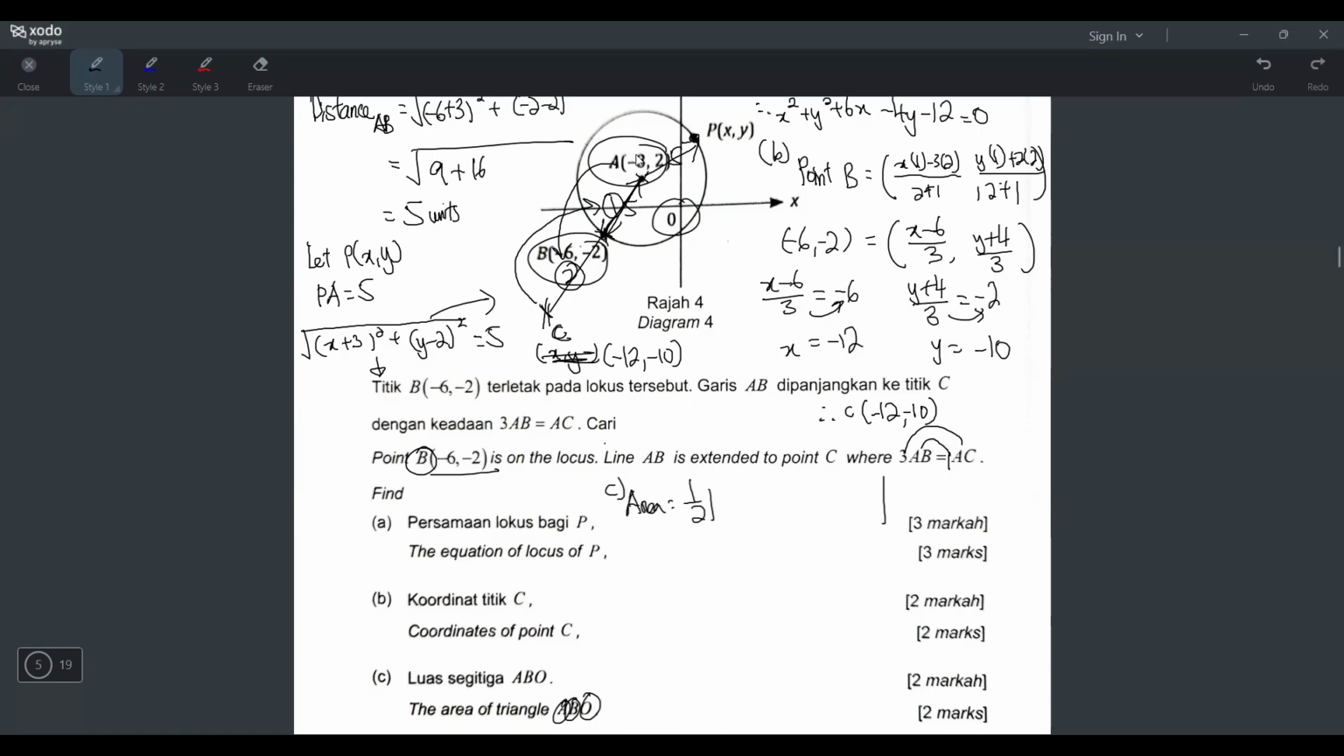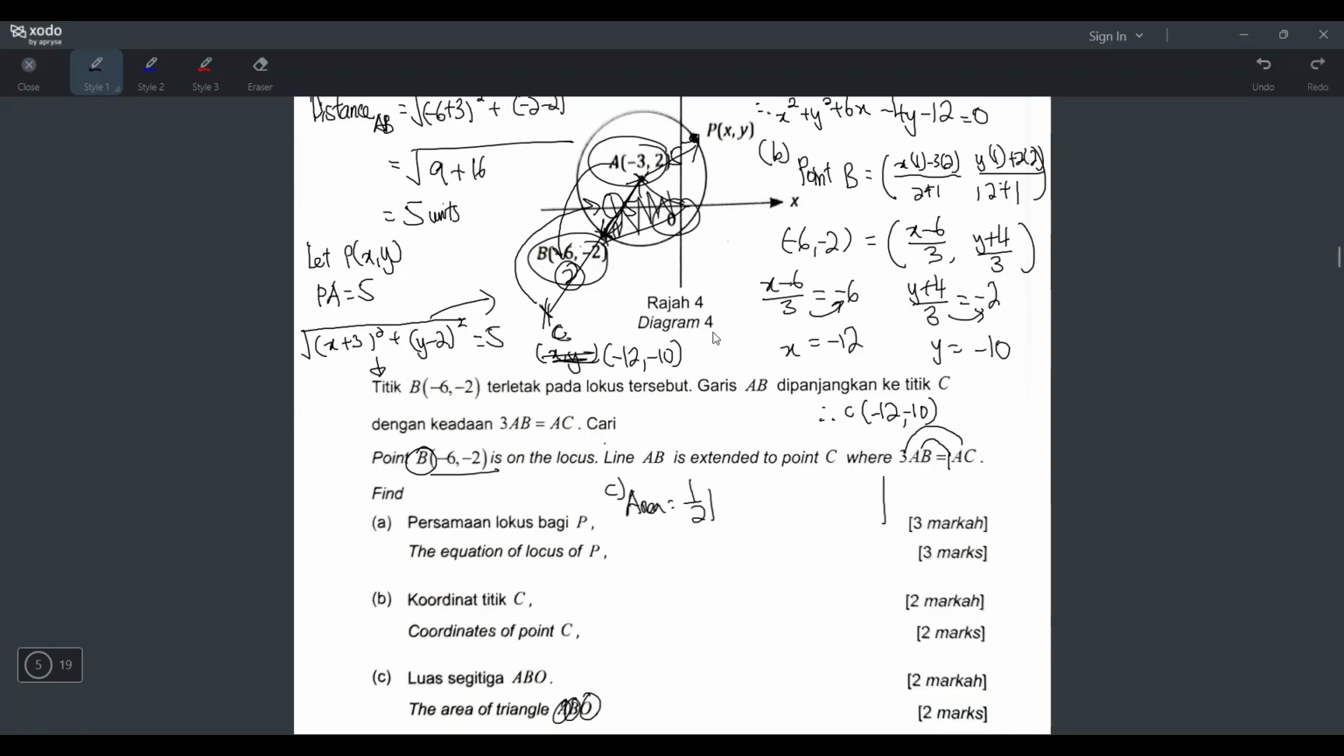So A is, okay, actually you can put A first, B first, or O first. It doesn't matter, the order is not important for a triangle. Yeah, for a triangle, you can put in any order you want. You can start from any point you want. For a triangle, only for a triangle, you can do it like that.